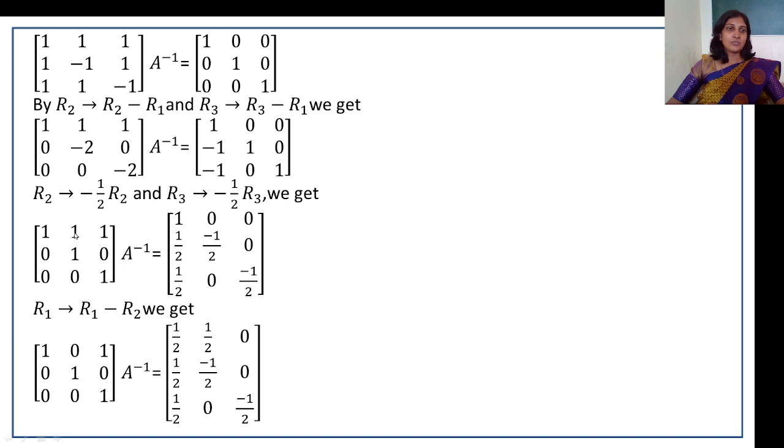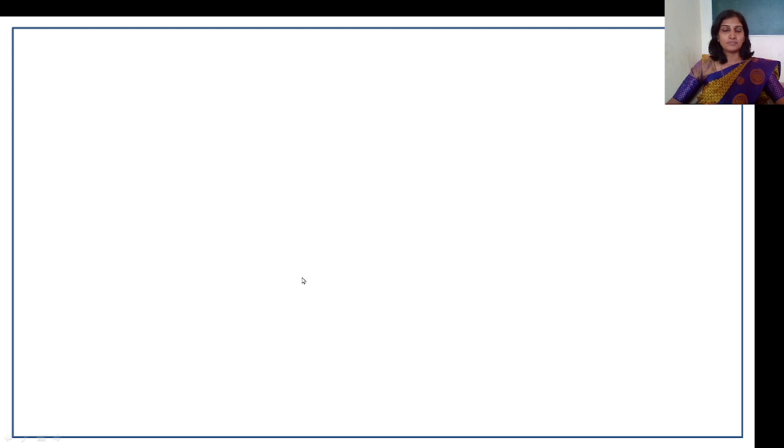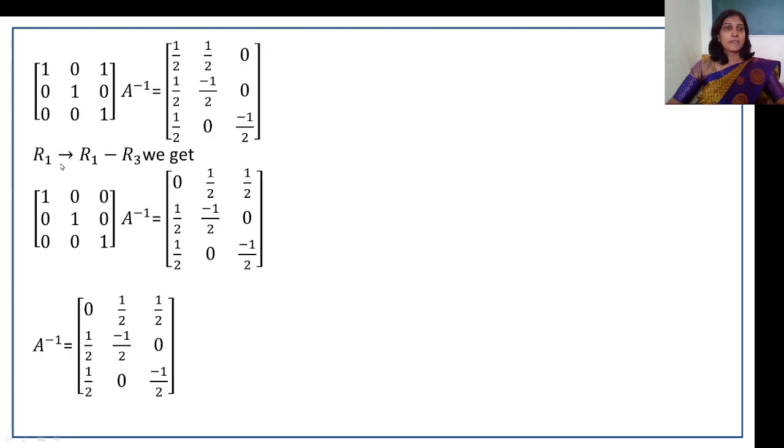Now make this 0. For that R1 gives R1 minus R2. So here we use transformation R1 gives R1 minus R2. So subtract these 2. So it will become 0. Here subtract these 2. 1 minus half, that is half. 0 minus of minus 1 by 2, that is plus 1 by 2 and 0 minus 0 here 0.